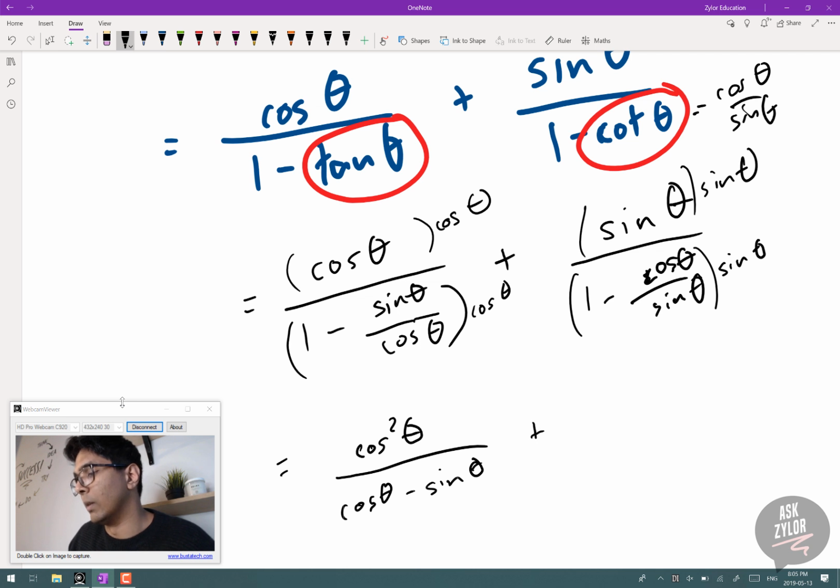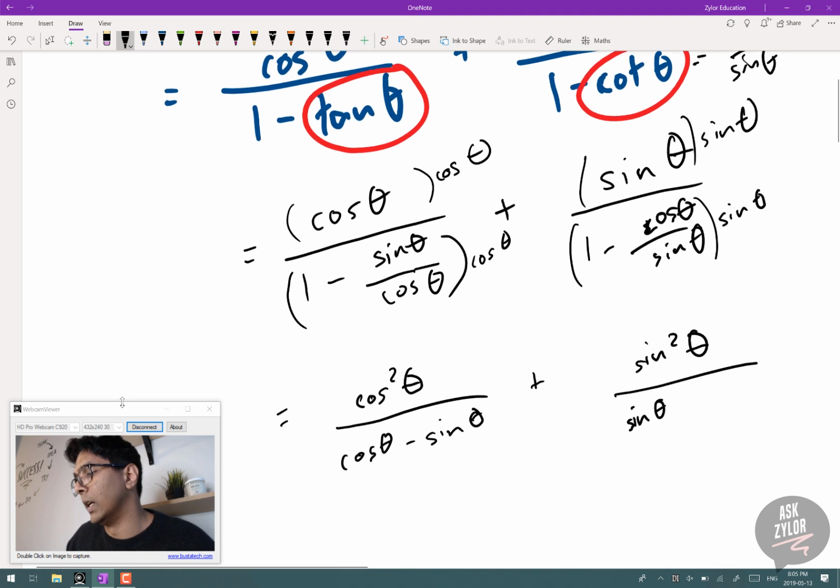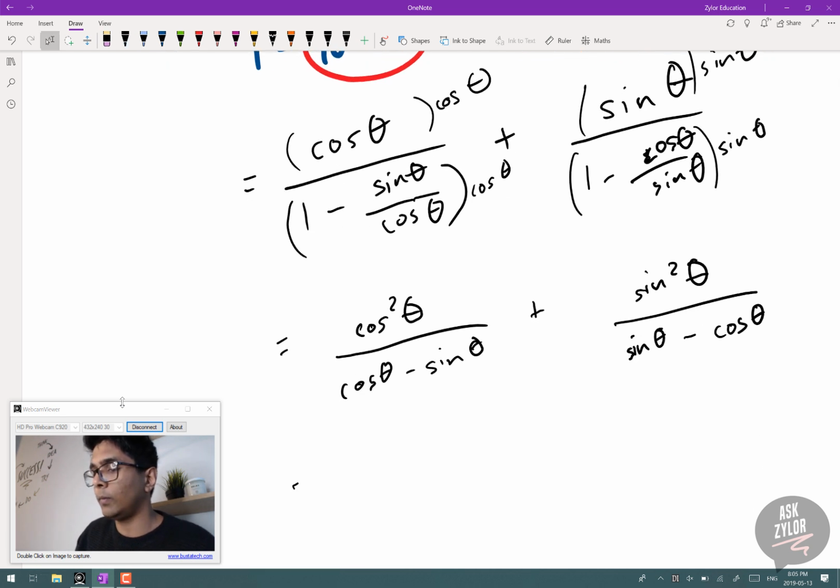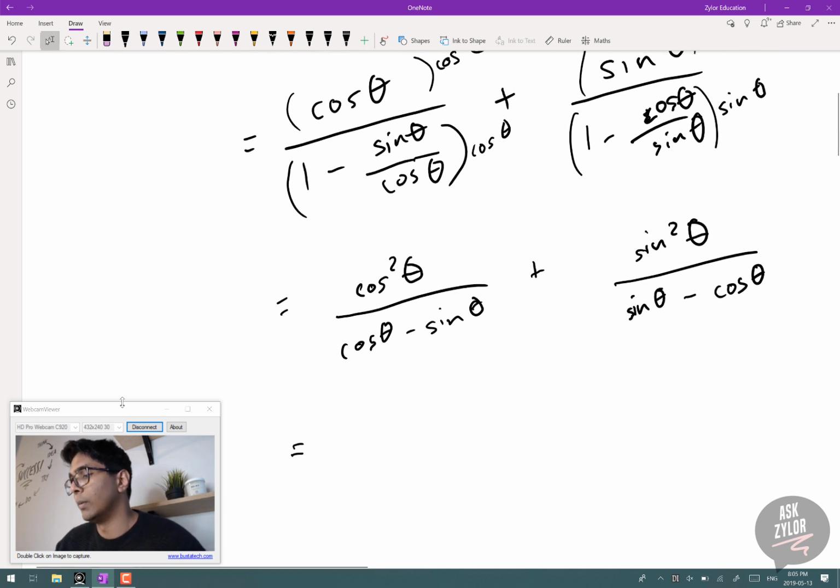Right? Do the same thing for the other side. Sine squared theta over 1 times cos, 1 times sine theta is sine theta, and cos over sine times sine is cos. Sine theta minus cos theta. Right? Now we're close to getting it in the same denominator, so we can do the lowest common denominator and then add them together. Right?